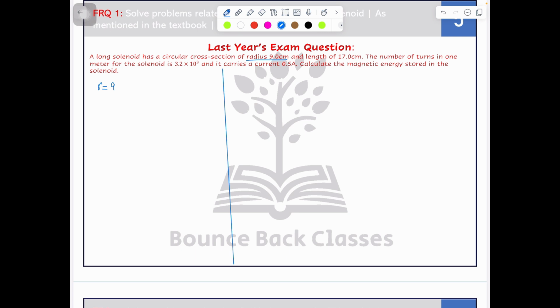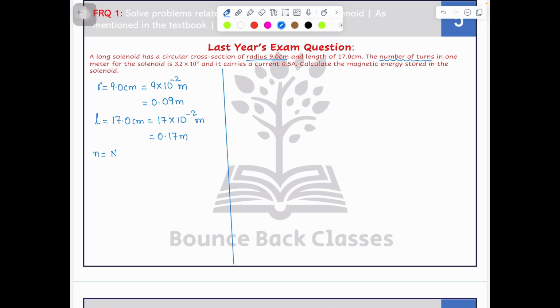Radius is 9.0 centimeter. Okay, first of all, convert this. 9 multiply 10 power negative 2 meter, or you can write 0.09 meter. Okay, is it correct? Fine. Length L is given. L is 17.0 centimeter. Convert this. 17 multiply 10 raised to power negative 2 meter, or 0.17 meter.